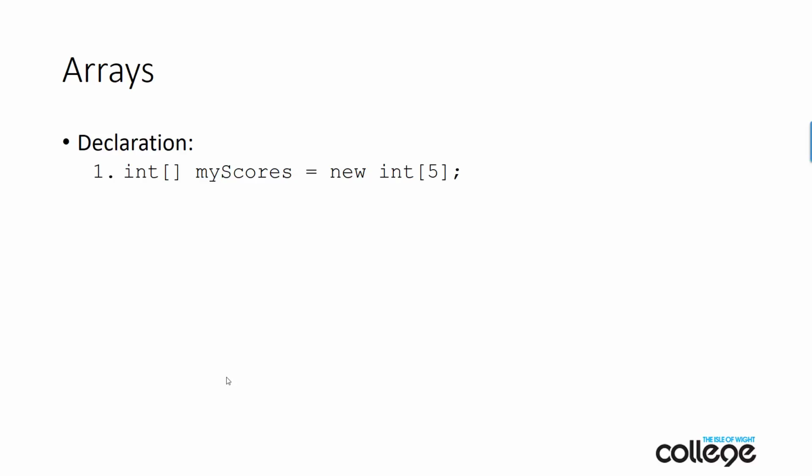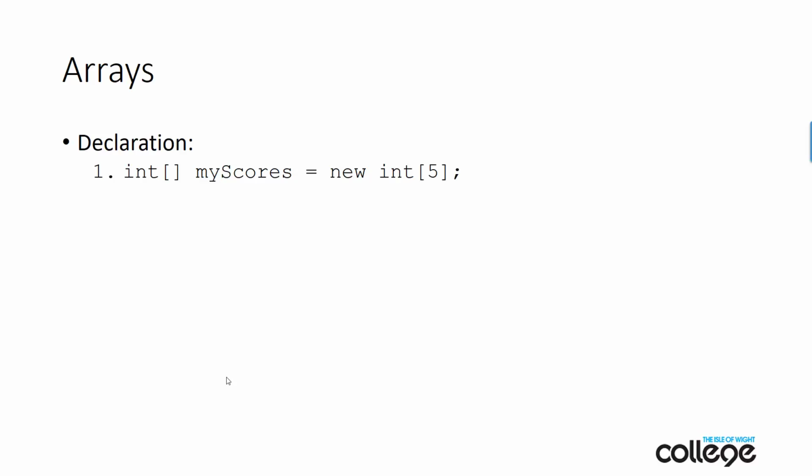We initiate it using new int 5. Now the 5 is saying I'm going to need a space in memory for 5 integer values. Terminate it with a semicolon, and that's the declaration of our array. Now how do we assign values to it? The values can be assigned in the scope of the program itself.